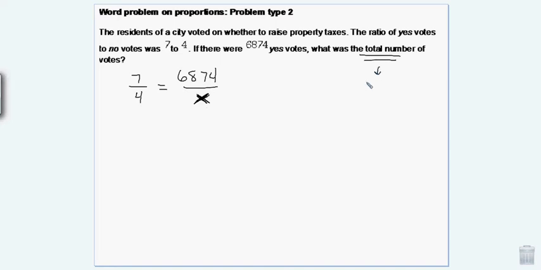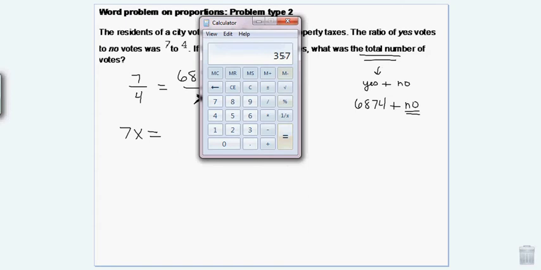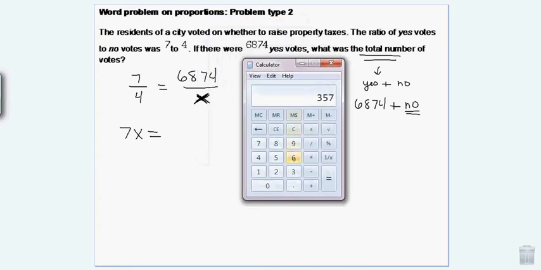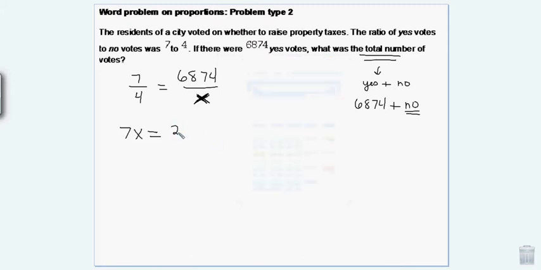The total number is all of the yeses plus all of the no's. So we need to find out how many no's there were. We're going to solve this proportion for X, the number of no's. Then we need to add that to the number of yeses to find the total number. So I get 7X is equal to 6,874 times 4, so that's 27,496.